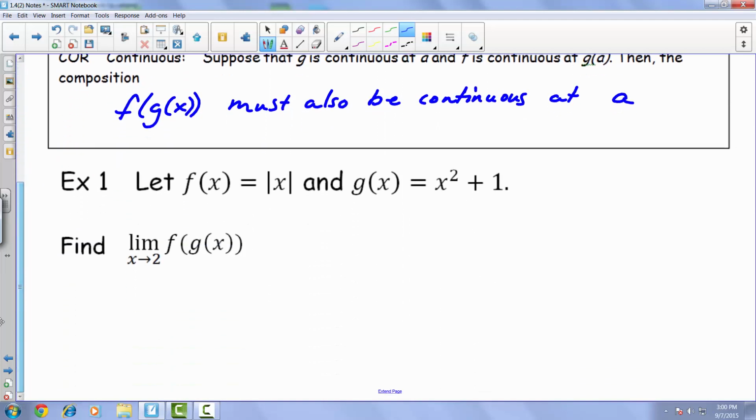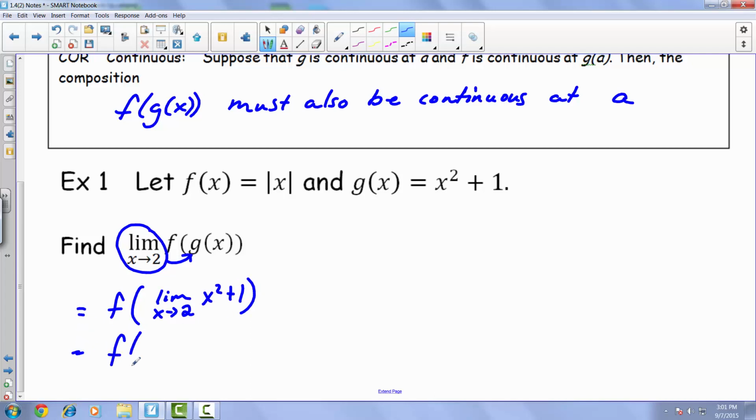So in example 1, we are going to take our limit and apply it to our g function. So we end up with f of the limit as x approaches 2 of our g function, x squared plus 1, which is the exact same thing as saying f of the limit as x approaches 2 of this x squared plus 1. Well, if you use direct evaluation, you end up with 4 plus 1, which is just 5. And now we can just throw that value into our f function.